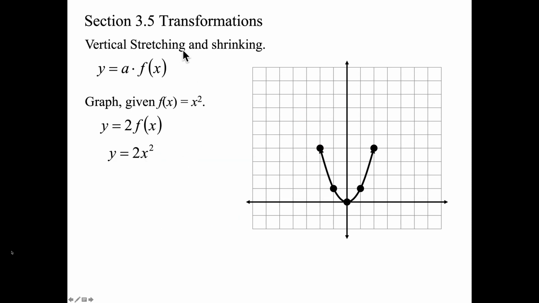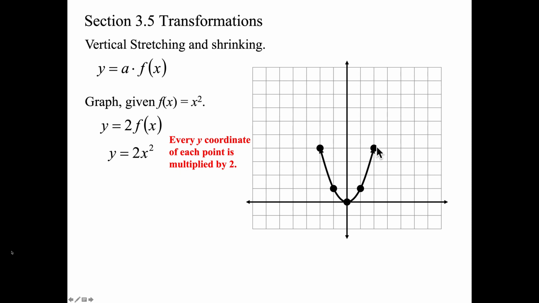Now, vertical stretching and shrinking. This is done by multiplying. So here we're going to multiply something to the outside of our function. So remember, outside function changes your y-coordinates. So now if this says 2 times f of x, and our f of x is x squared, or 2 times x squared, that means every y-coordinate of your points have to be multiplied by 2.